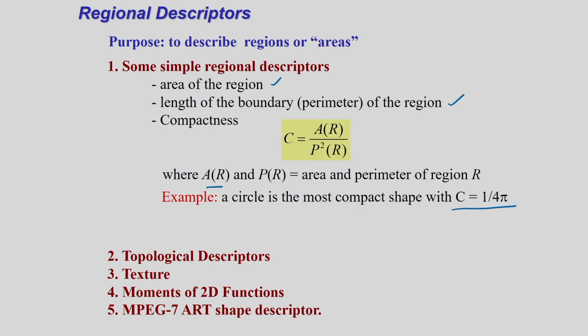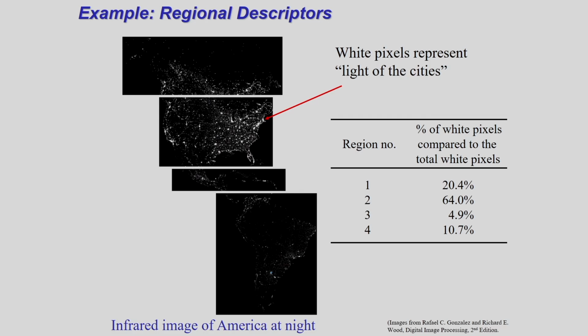After this, the other descriptors are the topological descriptors, the texture descriptors, the moments of the 2D functions that I can determine, and also the MPEG-7 ART shape descriptors. So I am going to discuss these regional descriptors. The first one is, you can see, the regional descriptors. In this case, the white pixels represent lights of the cities. You can see in the images here.